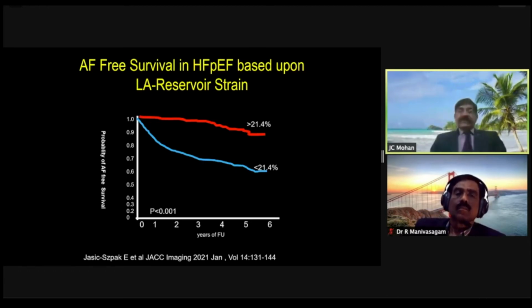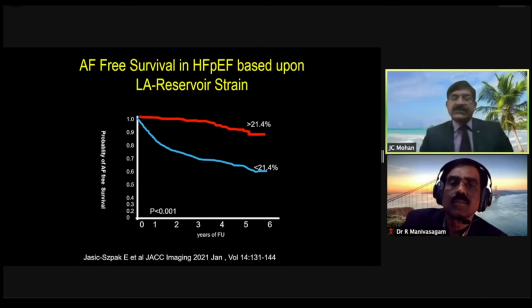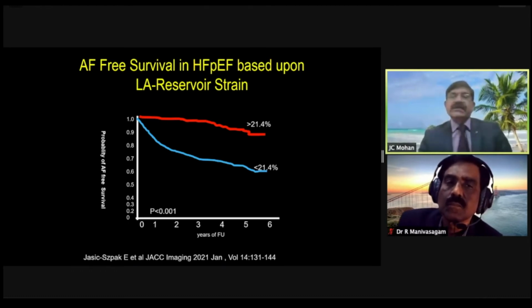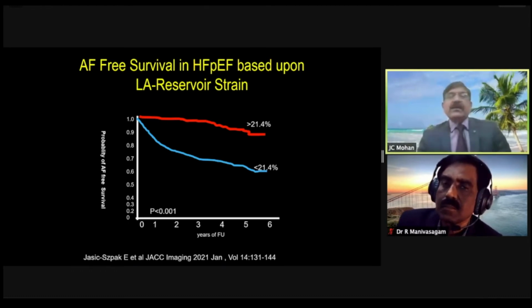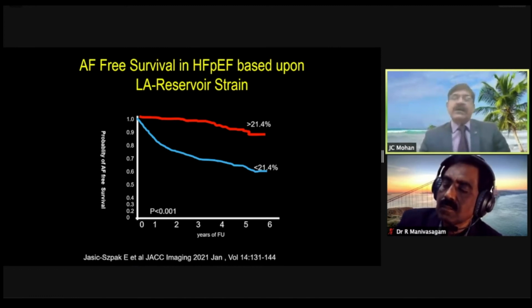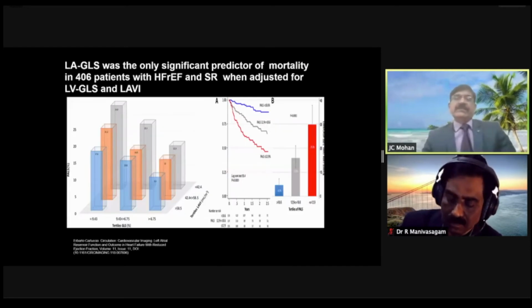So a very recent study, just published this week, shows that left atrial reservoir strain can predict the occurrence of atrial fibrillation on follow-up in heart failure with preserved ejection fraction. If the left atrial reservoir strain is less than 21%, chances of developing atrial fibrillation in the next 5 years are more than 50%, and these may be individuals who could benefit from prophylactic anticoagulation therapy.